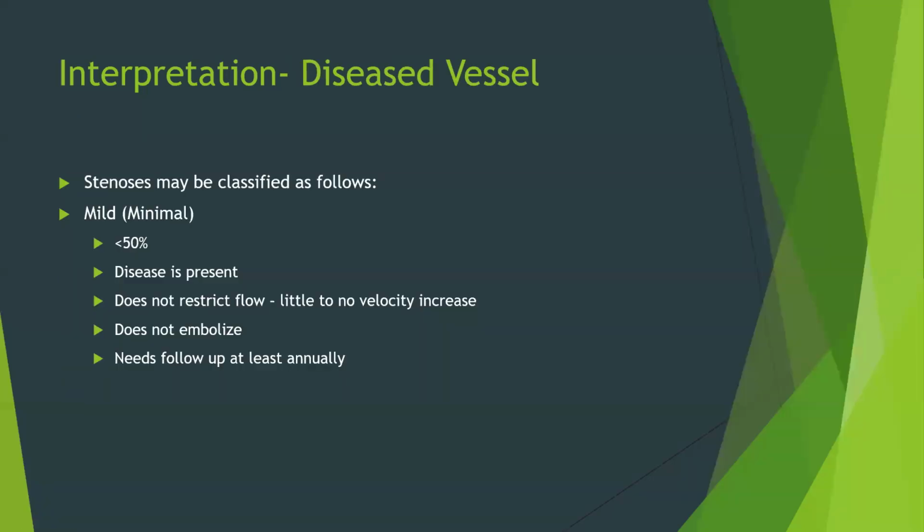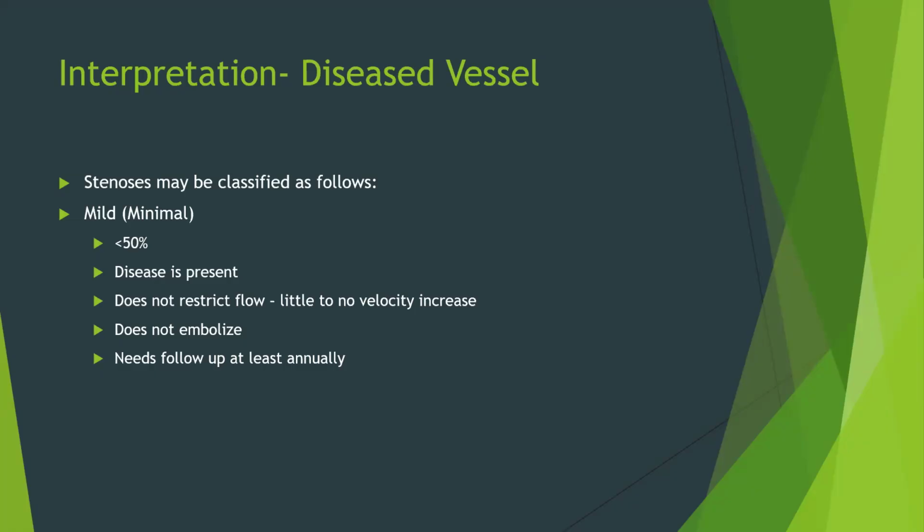carotid artery itself. So interpretation of this, stenosis may be classified as follows. We have our mild, we have our minimal. Anything less than 50% is going to be a mild carotid stenosis. So when we talk about mild, we're talking about there is plaque there, but it's minimal. It's less than 50%. We have disease present. It does not restrict flow, or there's little to no velocity increase.